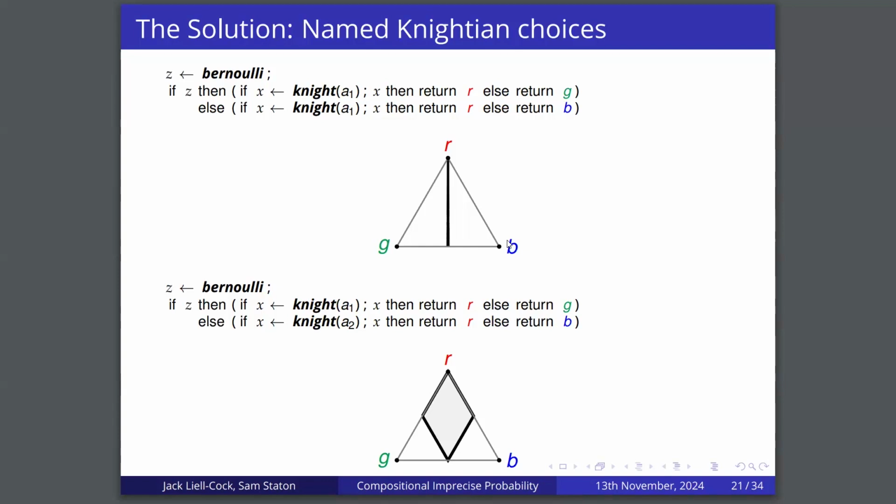On the other hand, now if we label them with different coins, so now we toss X from a Knightian coin A1 in the first branch and X from a Knightian coin A2 in the second branch, now we're explicitly saying, okay, these two coins are independent of one another. And so, it can indeed be the case where the first coin is 100% chance heads and the second coin is 100% chance tails. And in that case, we can indeed get this 50% chance red and 50% chance blue outcome.